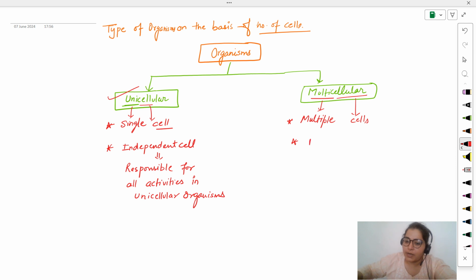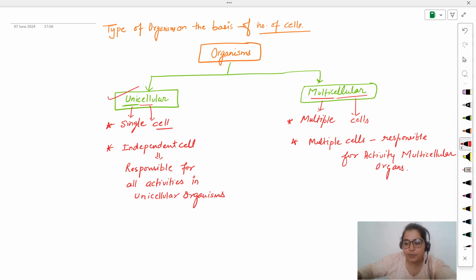We already discussed this point. Multiple cells are responsible for the activity of the multicellular organism, right? So what are the examples of unicellular and multicellular?